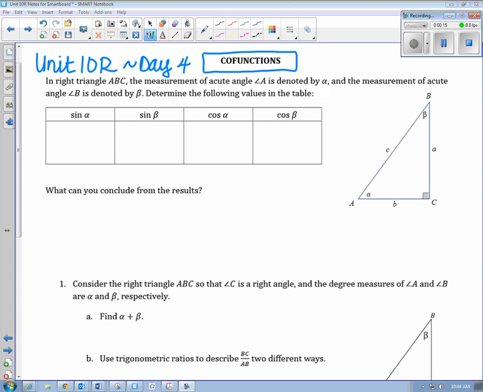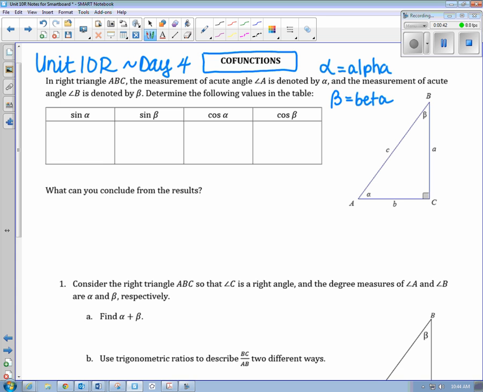And the measurement of acute angle A is denoted by the symbol alpha, which you may or may not have seen before. And the measure of the acute angle B is defined by beta. So that's what those symbols are. That's what they are called, in case you see them. It says determine the values in the table based on this triangle of the sine of alpha.